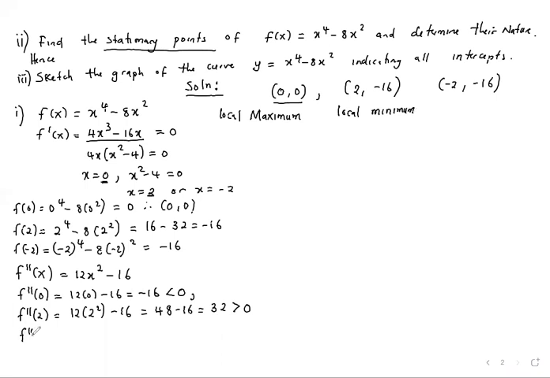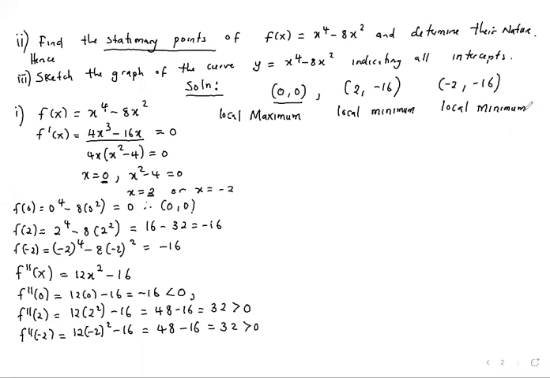Then take negative 2. We have 4 times negative 2 squared minus 16. We get 48 minus 16, again 32, greater than 0. So another local minima. We have determined the nature.